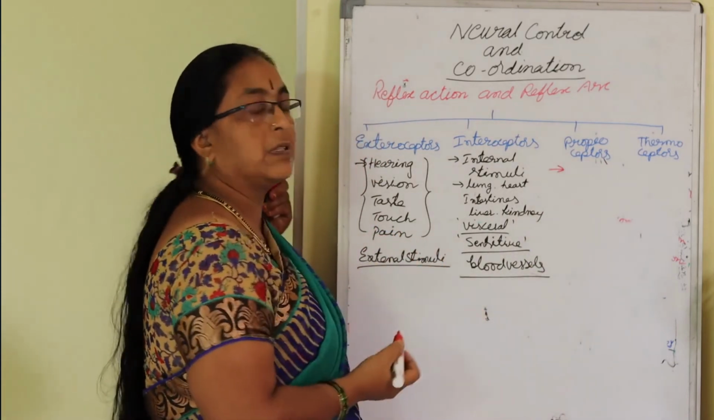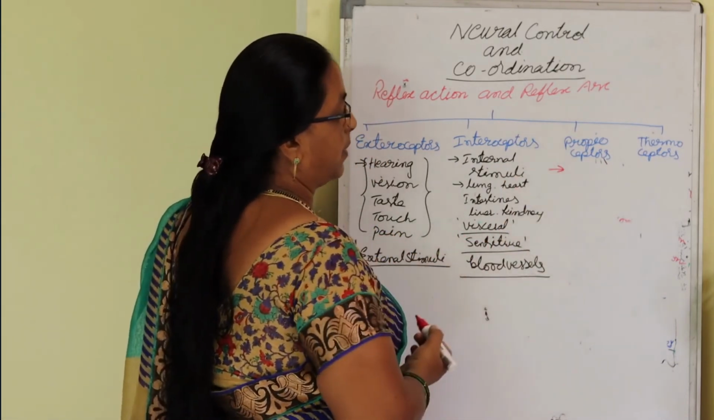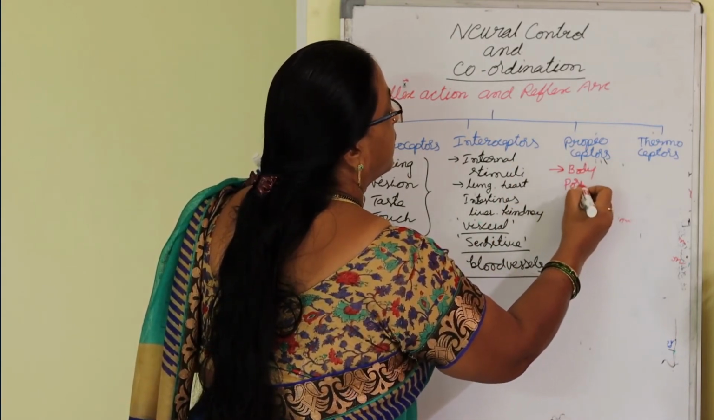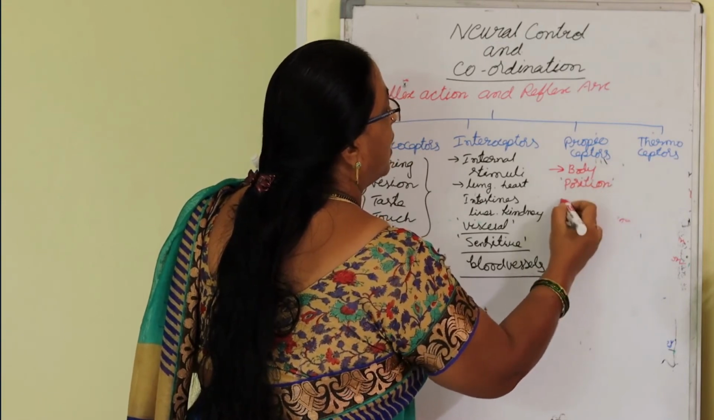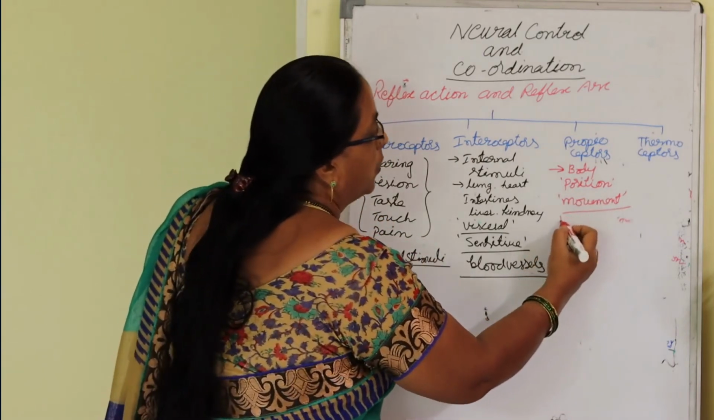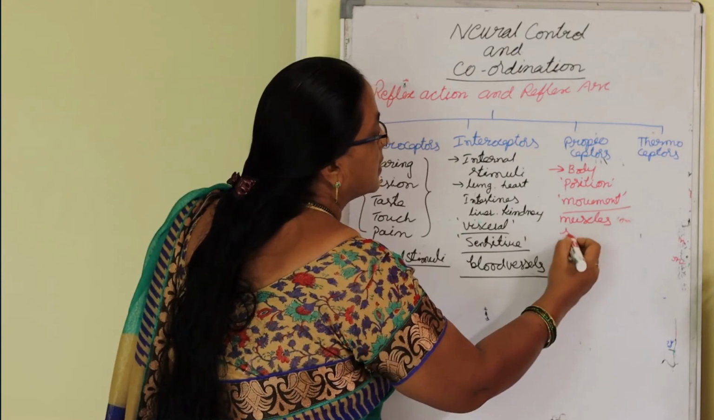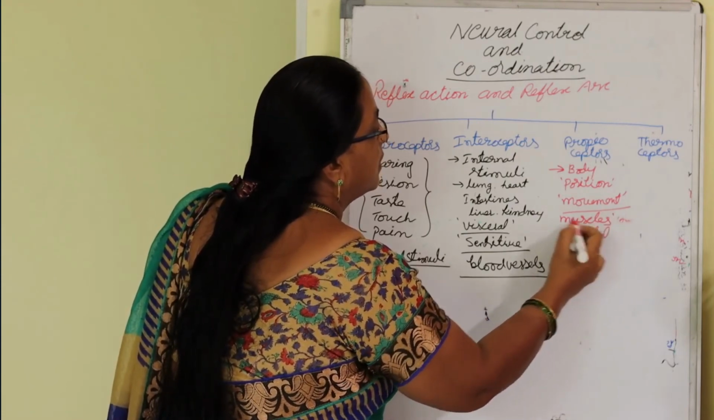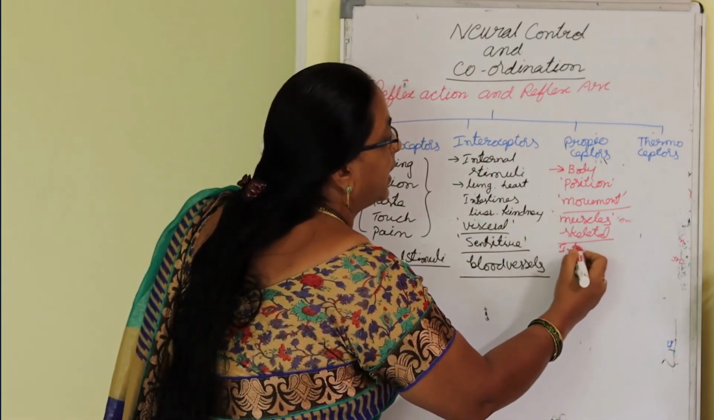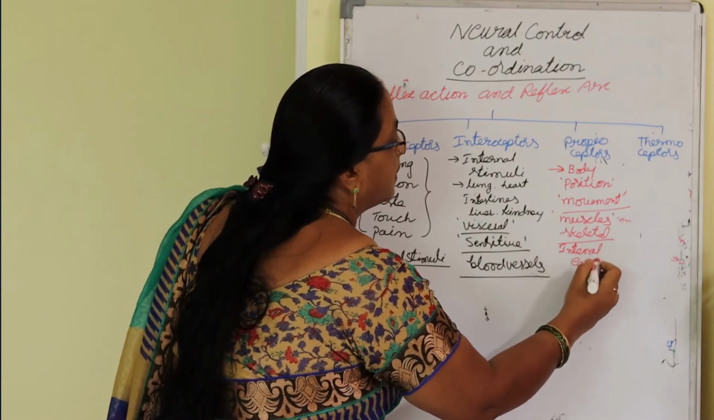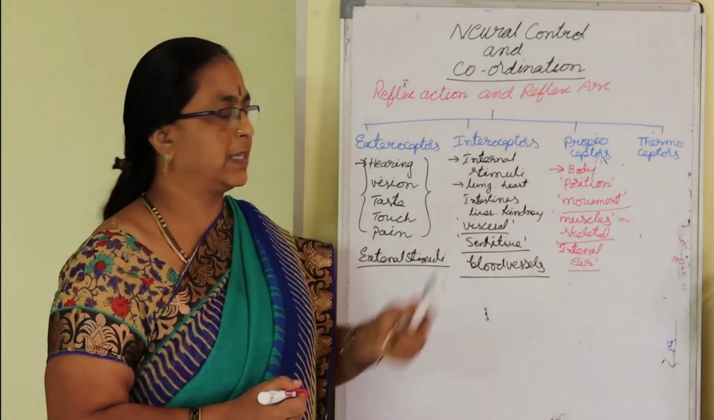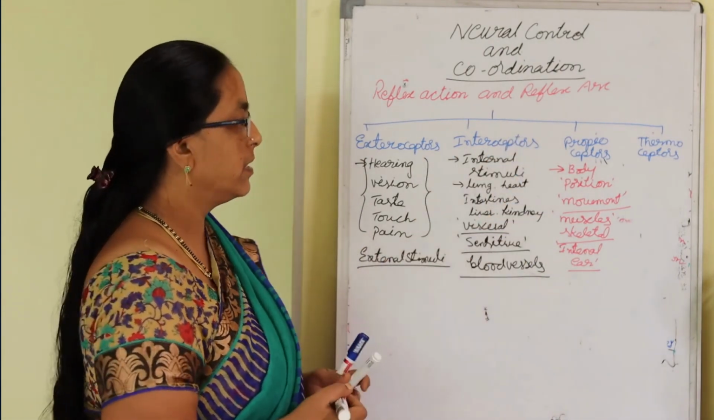Next one is proprioceptors. Proprioceptors give sensitive impulses about body position or movement. For movement we know the skeletal muscles, and body position maintains equilibrium by the internal ear. So the receptors receive from these parts and give a signal to the central nervous system.